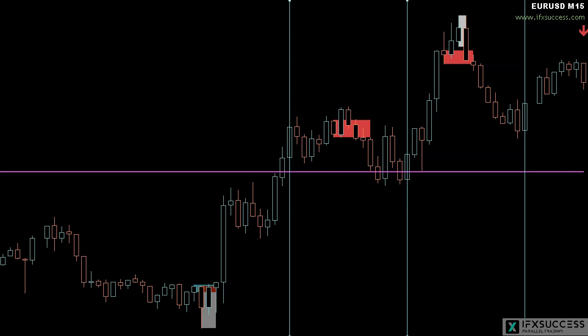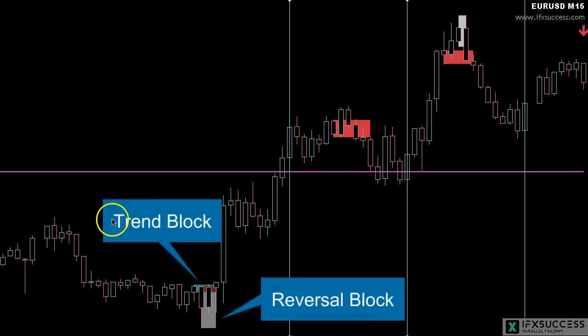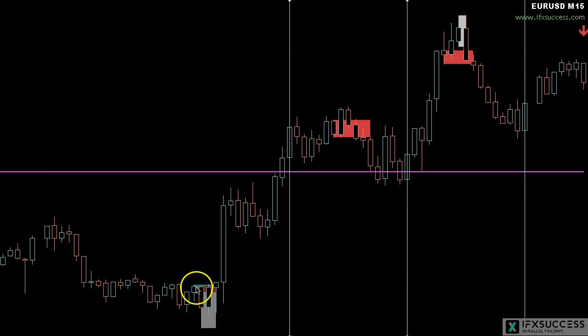All right, so now most of you already know the strategy in here. We use 2 types of blocks, the reversal block and the trend block. So the reversal is in gray and the trend block will be in green if we want to be buying or bullish, and the ones in red will be bearish blocks. Okay, so now again, the indicators redraw, so we would have had an entry over here.